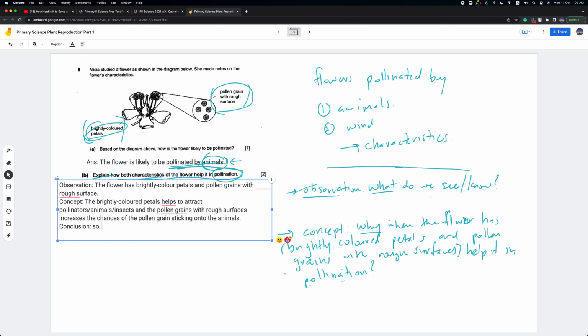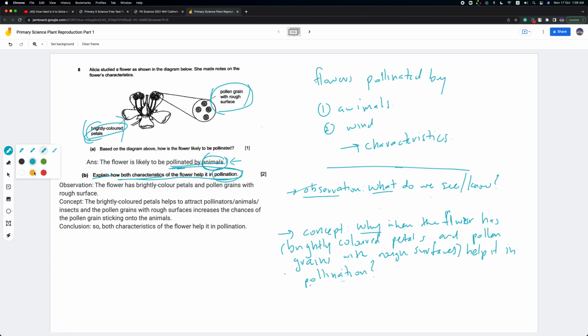So these are both characteristics of the flower that help it in pollination. There you go.